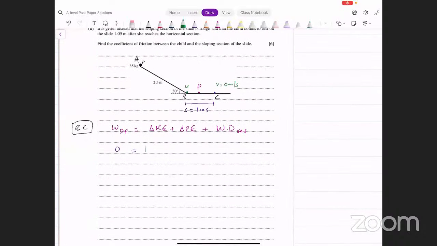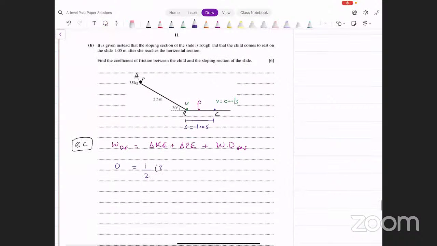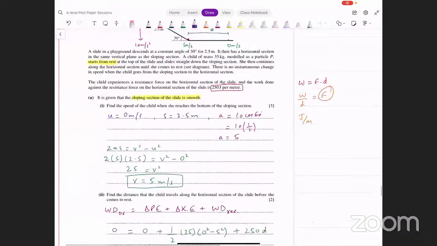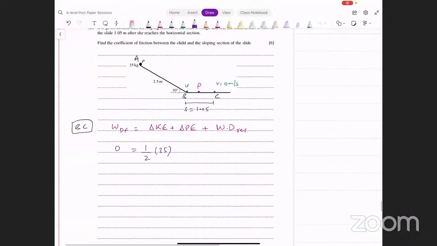Change in kinetic energy is half into mass. Mass is 35. Right? Final velocity is 0. Initial velocity is unknown, we need to find that. This will be your change in kinetic energy. What about the change in potential energy? There's no change in potential energy because we're on horizontal ground. Change in potential energy is 0.